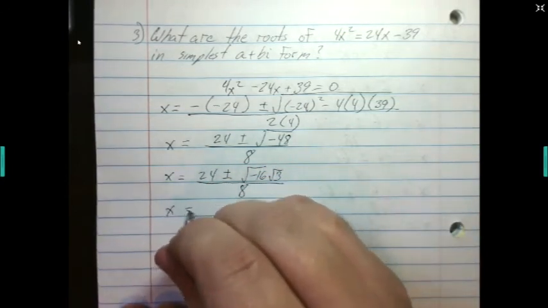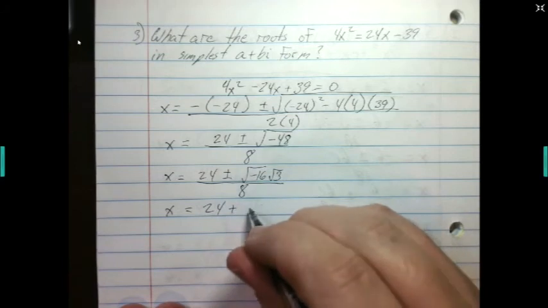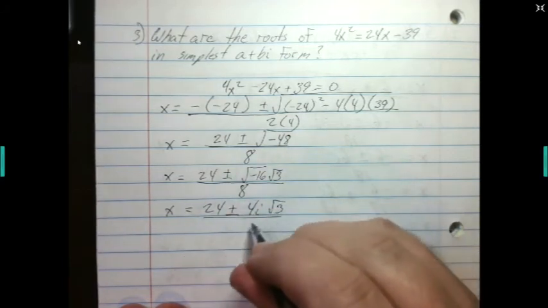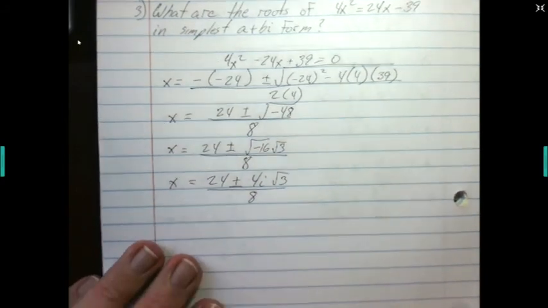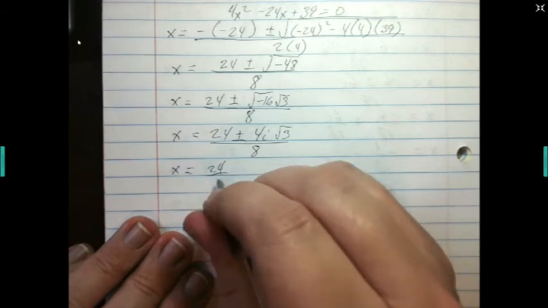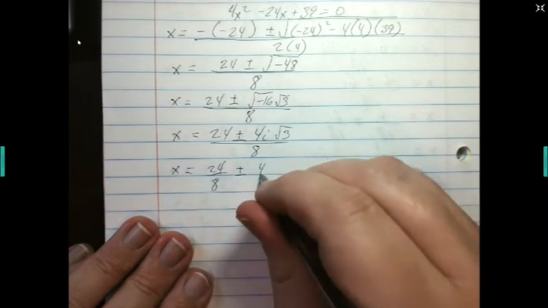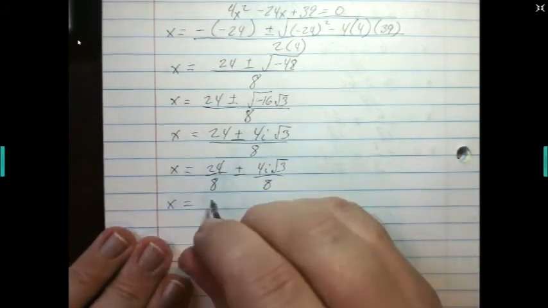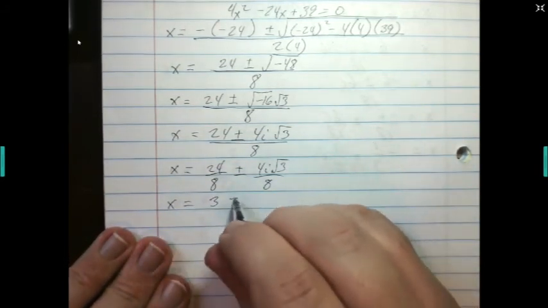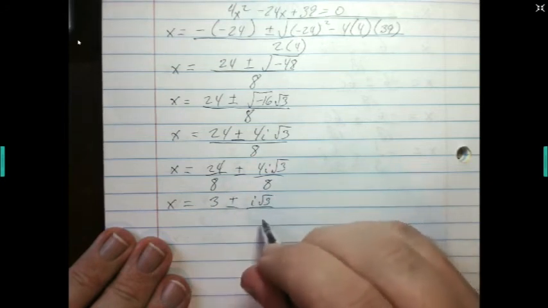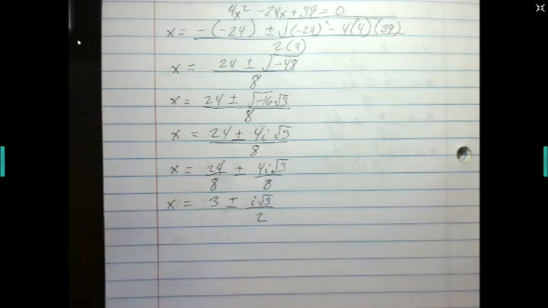But we got this. We've been doing this stuff a while. So that's going to be plus or minus 4i square root of 3 over 8. Okay. Split it up and simplify it. So it's going to be 24 over 8 plus or minus 4i radical 3 over 8. And last step, simplify. 24 divided by 8 is 3, plus or minus i radical 3 over 2. That's what you would plug into Delta Math.